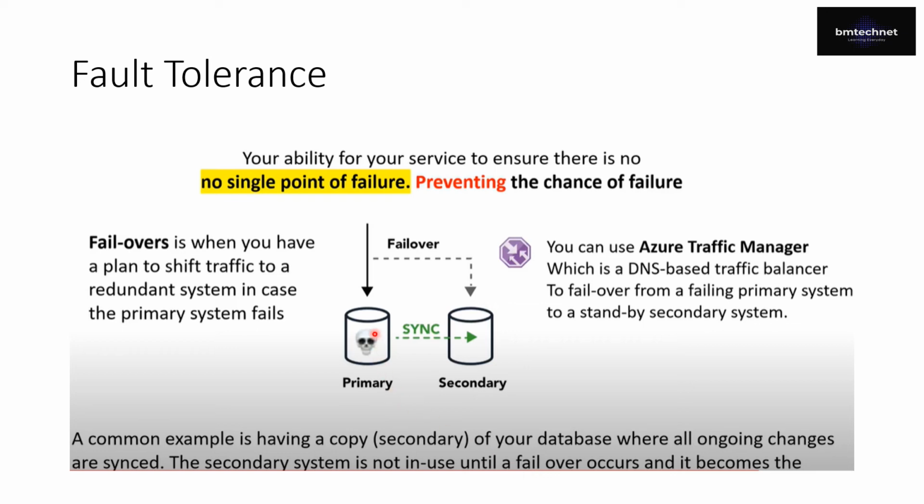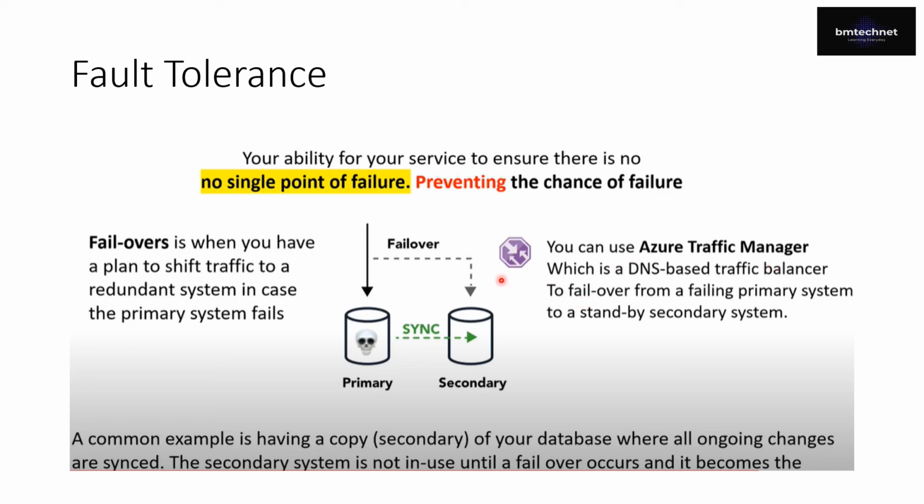So let's suppose that for any reason this primary database or server goes down, and the failover is triggered. The secondary standby database takes over the role, announces itself as the primary server, and starts serving in the primary role. How does it happen on the back end? We can use a utility called Azure Traffic Manager.